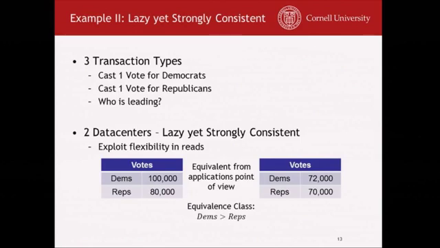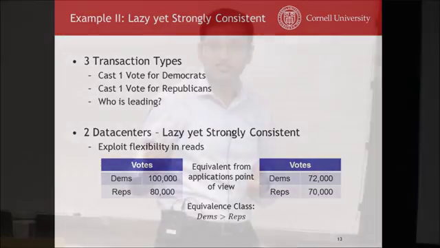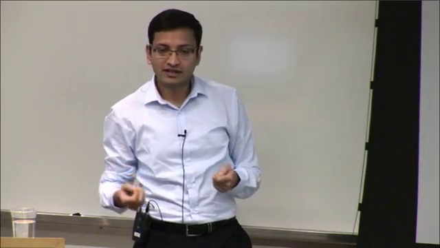The key idea is to exploit flexibility in the reads which the application is making. So in the earlier case, for this particular application, if these are the only 3 transactions which the application can execute, then it doesn't really matter what exactly the Democrats and Republican vote counts are, as long as in both these 2 database states, the Democrats are leading, because the application cannot actually perceive this difference. So in some sense, they belong to the same equivalence class of database states, in this case, a class in which the Democrats are leading.